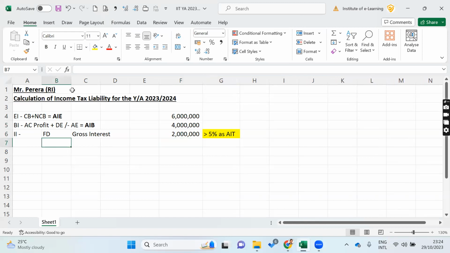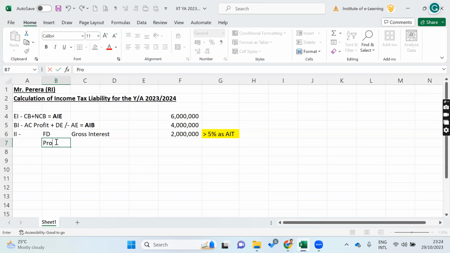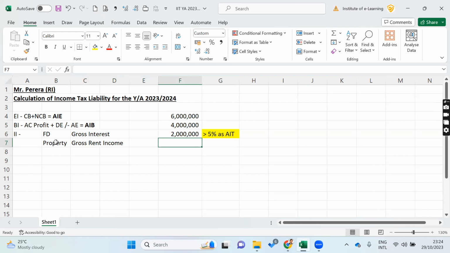If you have any property, you will get rent income. We get gross rent income over here. Let's say 4 million for the full year. You are getting, let's say, 300,000 per month as rent income. Then the annual income would be 3.6 million.